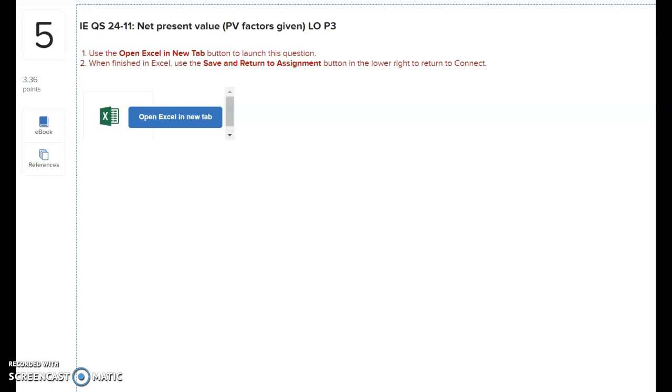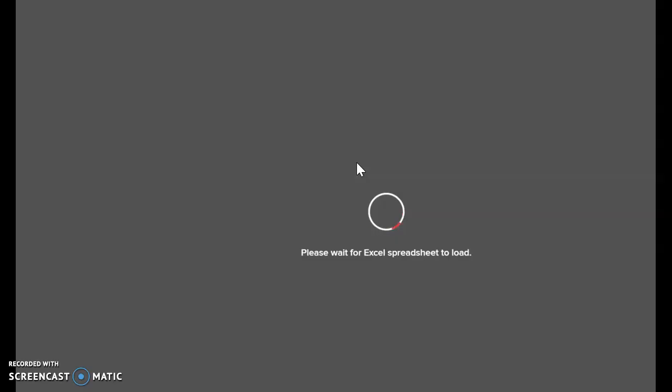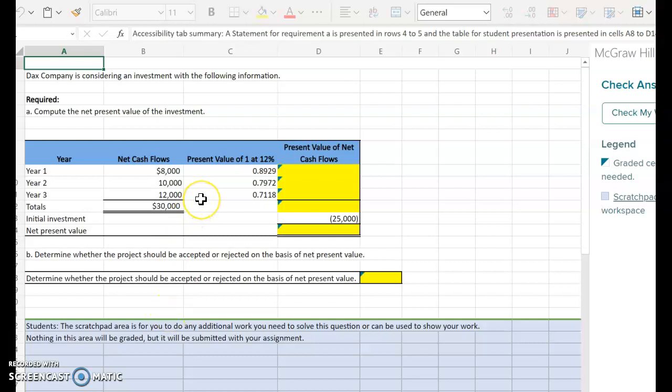And then finally, our Excel one is very straightforward. It's going to be another net present value with uneven cash flows. And this one is super straightforward. So it's like problem 2, except they've given you the present value factors, and our Excel formulas are very basic. But again, that's page 401, Exhibit 24.10. They entered the initial investment for you as a negative.